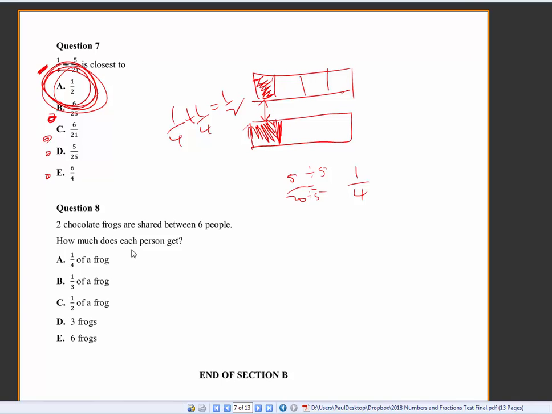Alright, so we've got 2 chocolate frogs shared between 6 people. So we're doing 2 divided by 6. What does each person get? Well, the representation of division is this fraction here, which is 2/6. If I ate 2/6 of a frog, it's also the same fraction as 1/3, because I divide both the numerator and the denominator by 2. So, the answer is 1/3.